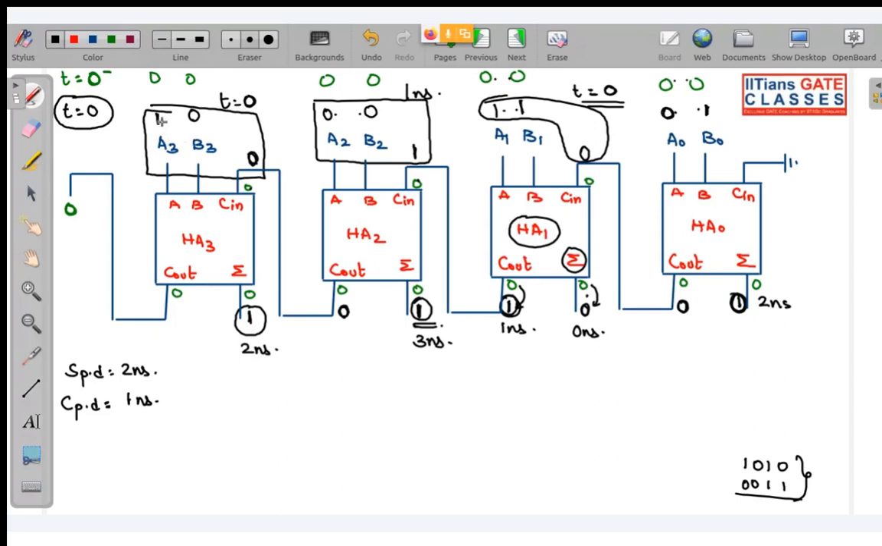And when you add 1 plus 0 plus 0, C out will be 0 only. And this 0 was present from 0 nanosecond and it is not making any transition. So you can see your outputs S3, S2, S1, S0 have all stabilized within 3 nanosecond. So the propagation delay for this particular question is 3 nanosecond. Now tell me everyone, is this clear?